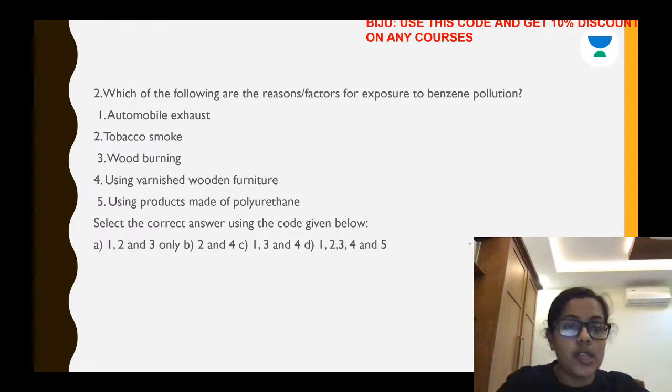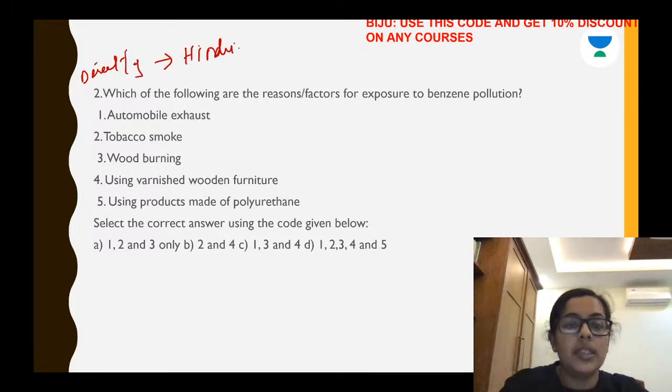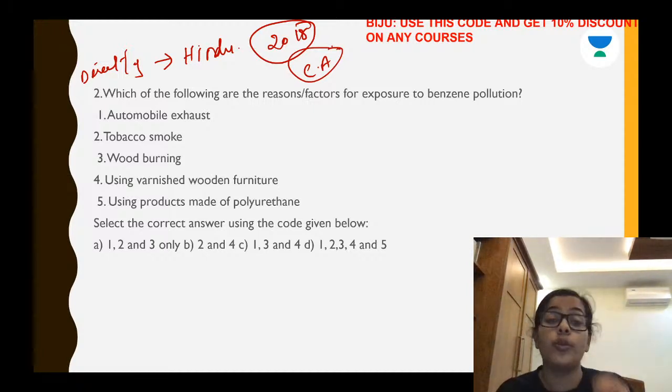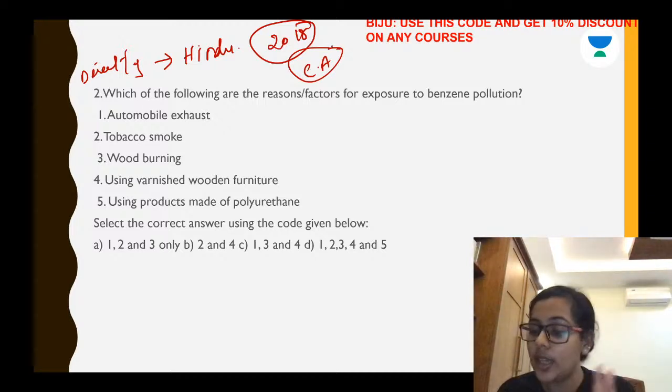What is the level of the question? This is a direct question, directly asked from The Hindu. But the problem is, this was current affairs in 2018. It was a part of 2018 current affairs and it was asked in 2020. So how to answer this question? If you know the answer, you can very easily go to it.